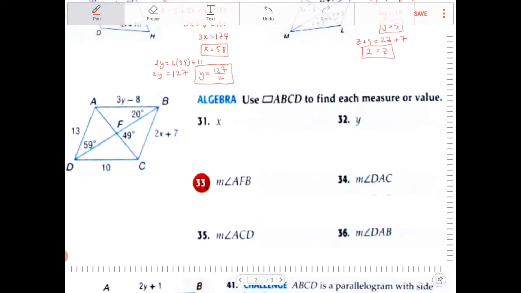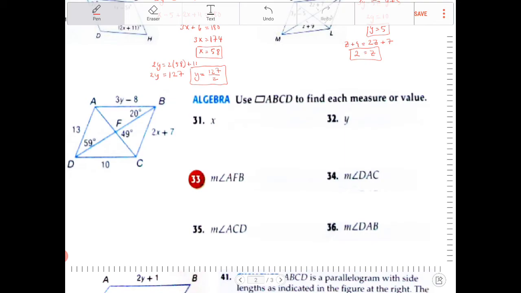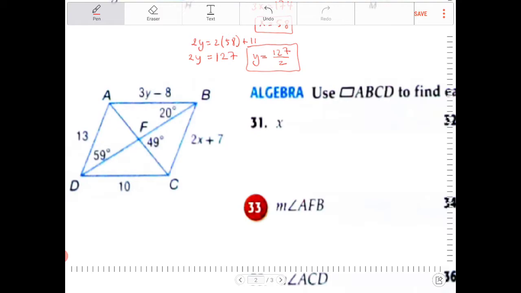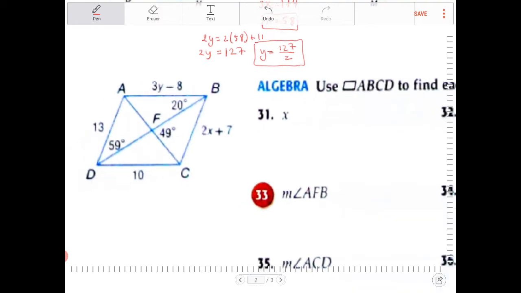Use parallelogram ABCD to find each measure or value. So let's try question number 31, which is to solve for x. Looking at which piece of information involves x, I notice that BC is 2x plus 7. BC is opposite of AD and they're congruent. So therefore we can say that 2x plus 7 is equal to 13. Subtract 7 from both sides, we end up with 2x is equal to 6. Divide by 2, x is equal to 3.